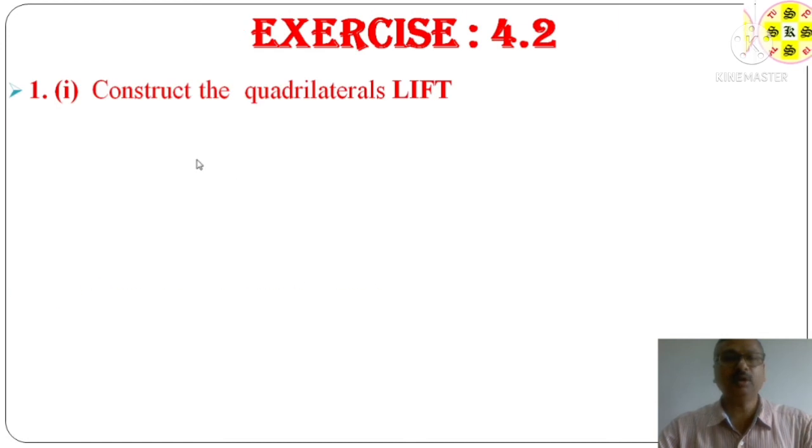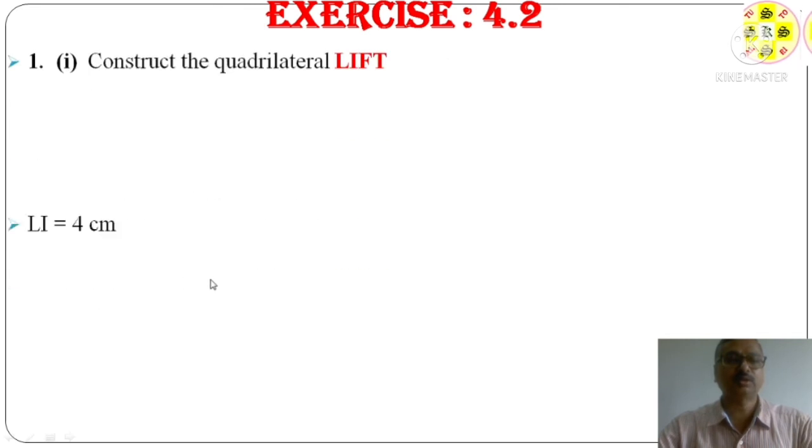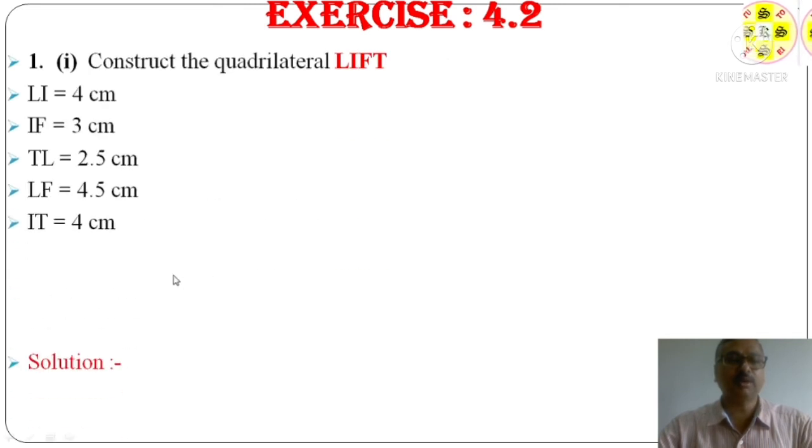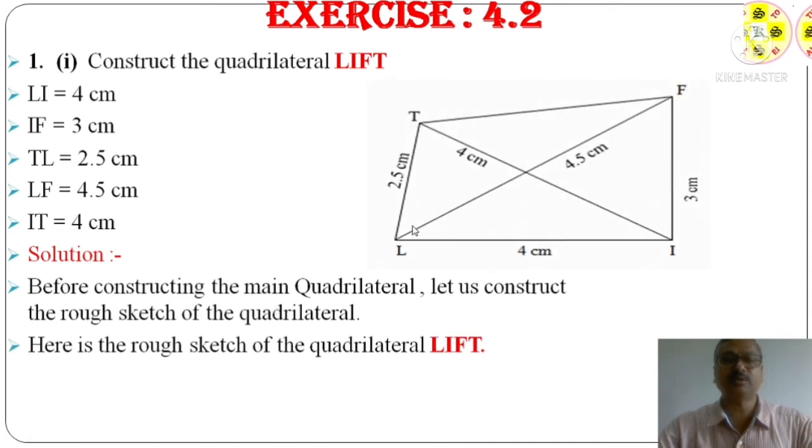So here ABCD is the required quadrilateral. Now this is the first question from exercise 4.2, that is, we have to construct the quadrilateral LIFT with these measurements, 3 sides and 1 diagonal. Which one is the diagonal? IT and LF, these two are diagonals, and the 3 sides are LI, IF, TF. So this is the measurement, and before the main construction this is our rough sketch, LIFT.